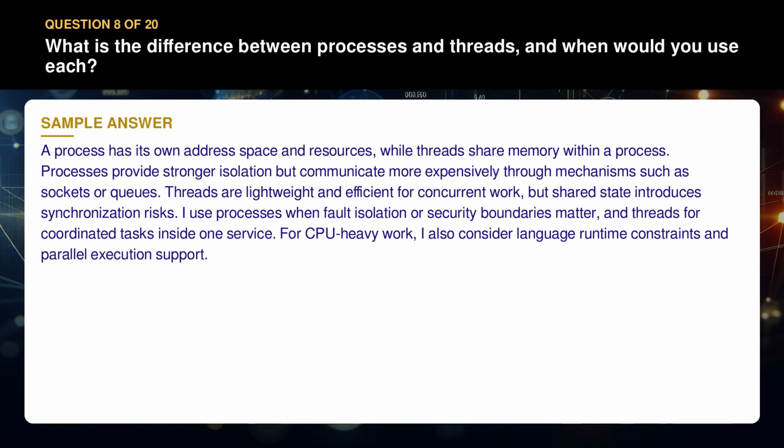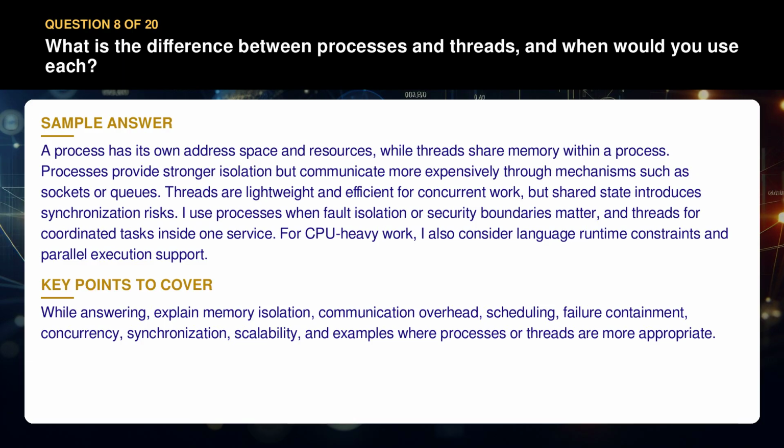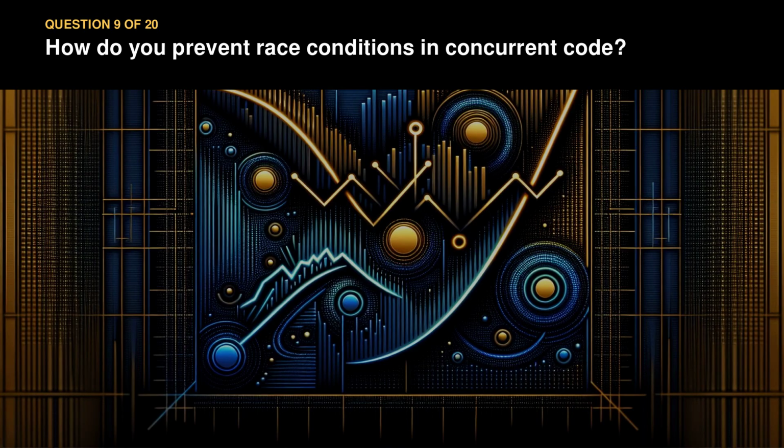I use processes when fault isolation or security boundaries matter, and threads for coordinated tasks inside one service. For CPU-heavy work, I also consider language runtime constraints and parallel execution support. While answering, explain memory isolation, communication overhead, scheduling, failure containment, concurrency, synchronization, scalability, and examples where processes or threads are more appropriate. Question 9. How do you prevent race conditions in concurrent code?